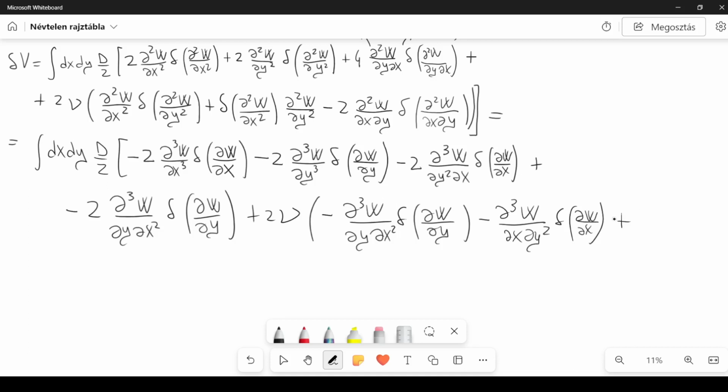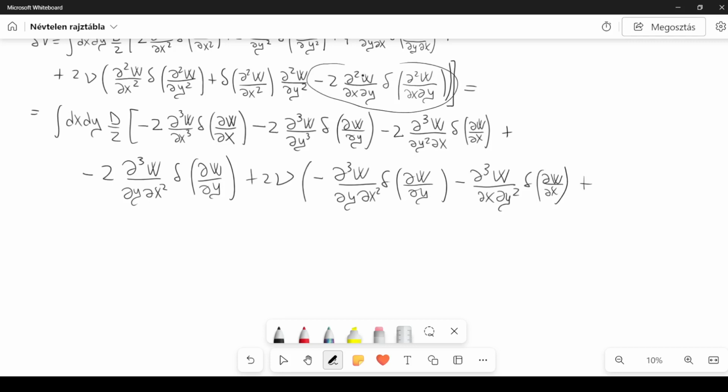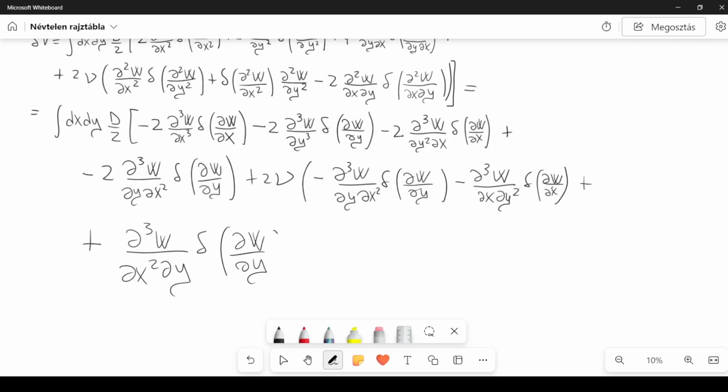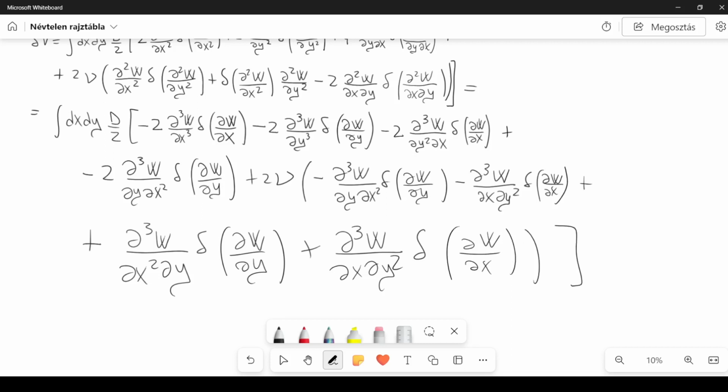So basically, I have plus. When I integrate one of them, this minus will become a plus, and I get d cubed w dx squared dy delta of dw dy plus d cubed w dx dy squared. So in this case, I integrated over the other variable, delta of dw dx, like this. You can see that this will cancel this one, and then this one will cancel this one. So the expression will simplify a bit.